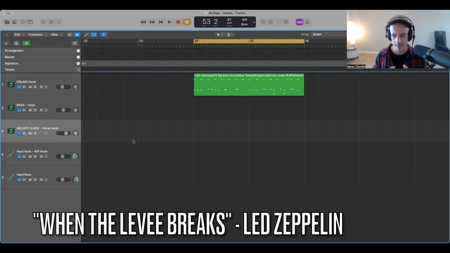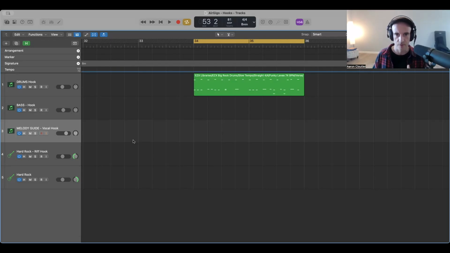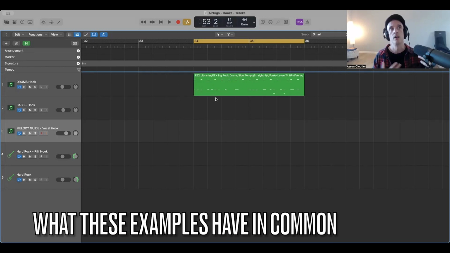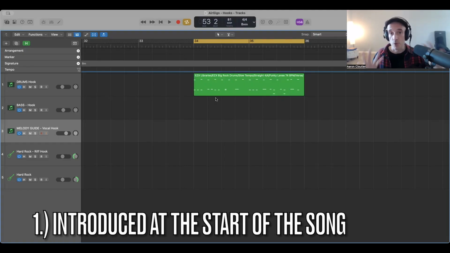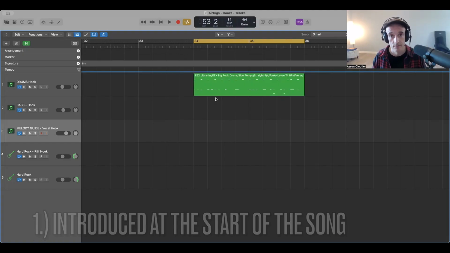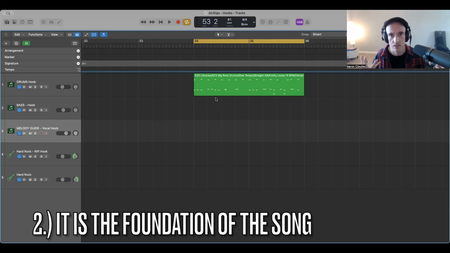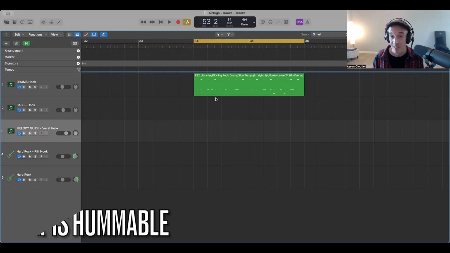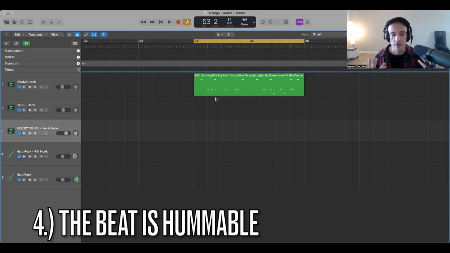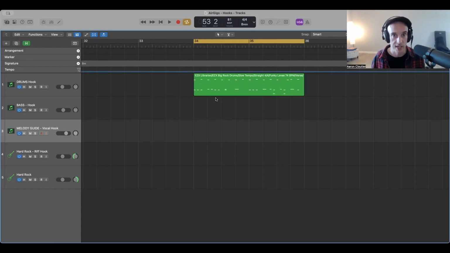And I wanted to take that and make that my inspiration for this piece. But before I do, I just want to recap what all of these hooks have in common. One, the drum beat is introduced at the beginning of the song. Two, it defines what the song is, like the rest of the song is built upon this hook. Three, once again, it's up to two measures in length. And finally, number four, this hook is very hummable or beatboxable, right? Like I like to do mouth drums, like, right? It's very memorable in that sense.